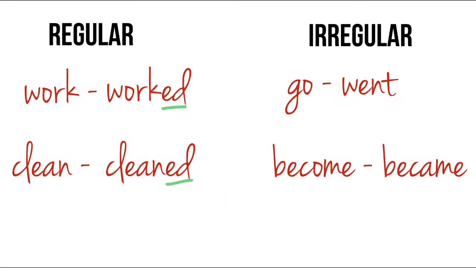You know how to make past simple of regular verbs with the help of the ending ed. For example, work, worked, clean, cleaned. But irregular verbs have absolutely different forms, and the problem is that you need to learn them by heart. For example, go, went, become, became.